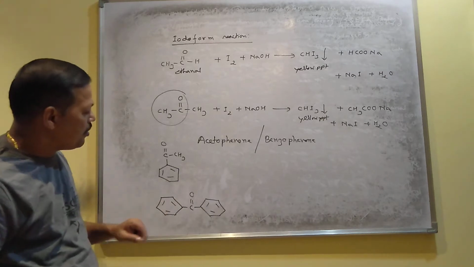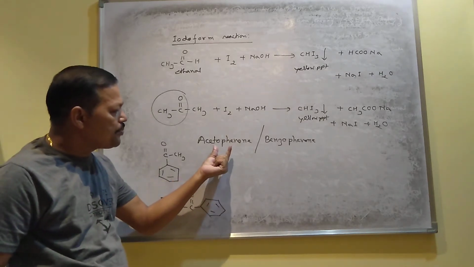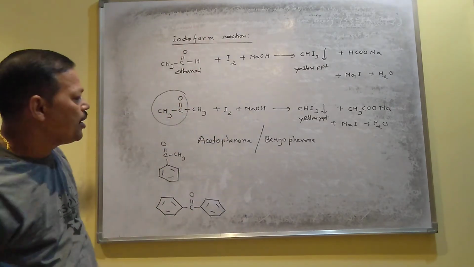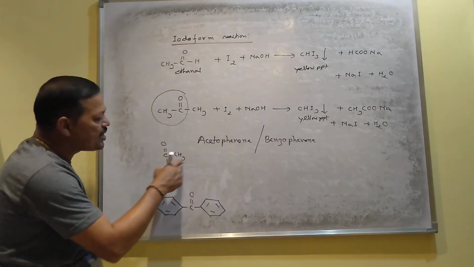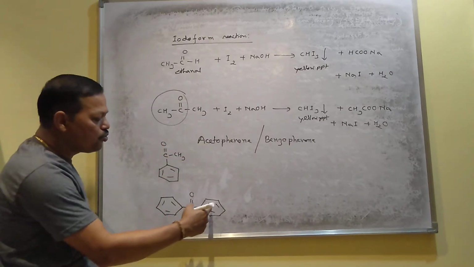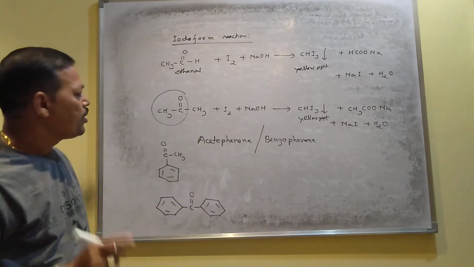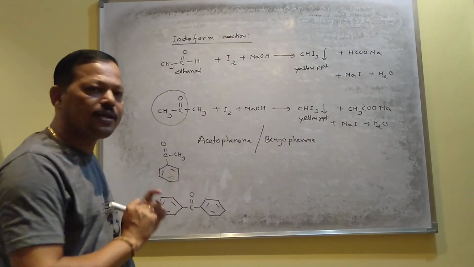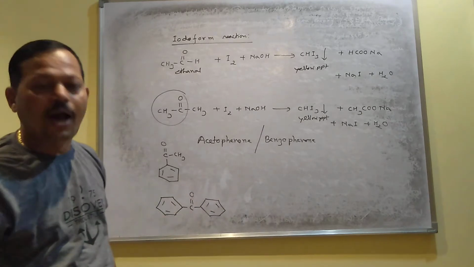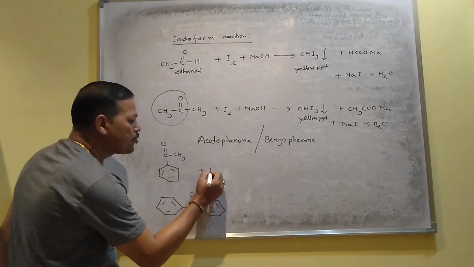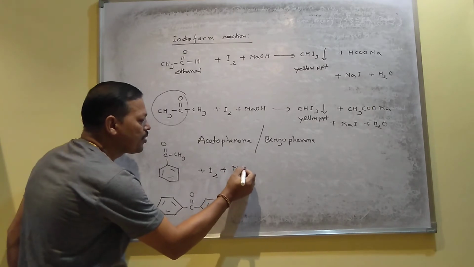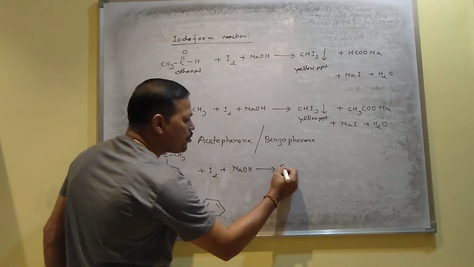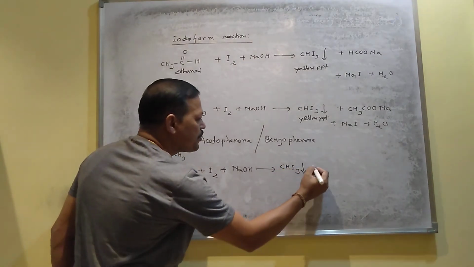Now here, if you want to distinguish between acetophenone and benzophenone, then you can use the iodoform reaction, because acetophenone contains the CH3C double bond O group, but benzophenone does not have the CH3C double bond O group. So you have to write the answer as acetophenone can show the iodoform test, but benzophenone cannot show the iodoform test. After that, if you want to write the reaction with acetophenone, since it has an alpha carbon, it will produce the iodoform CHI3, a yellow precipitate.